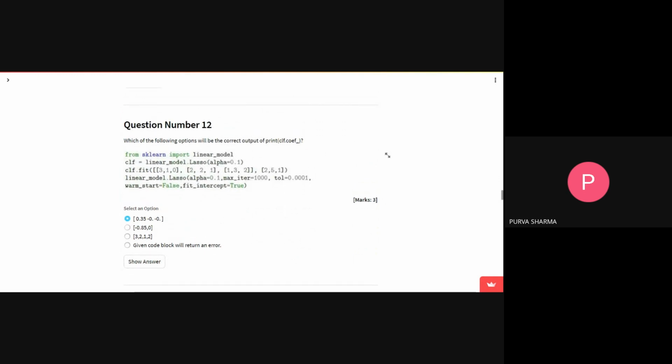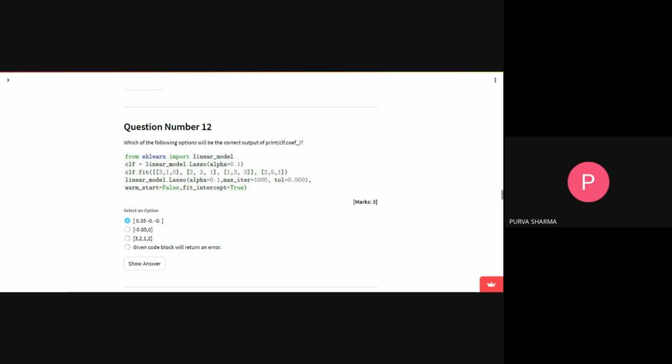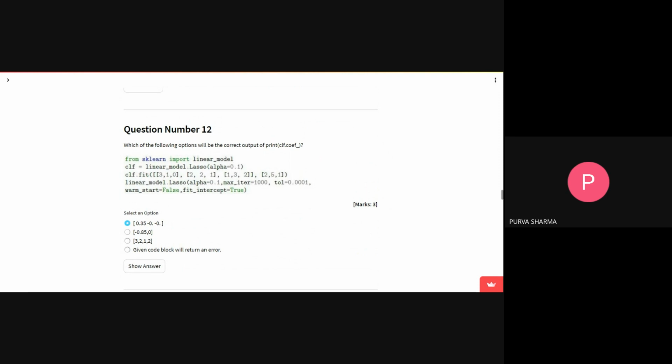All right. So now, from sklearn.linear_model, clf is linear_model.Lasso, alpha is 0.1, clf.fit, fit intercept equals true. Now, what should be the answer for this? We are printing clf.coef_, which means the coefficients for each feature.